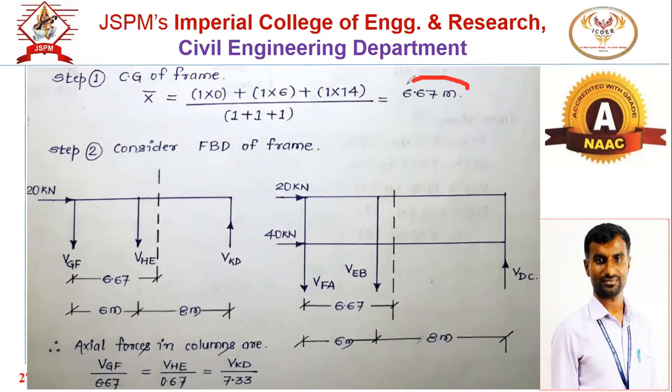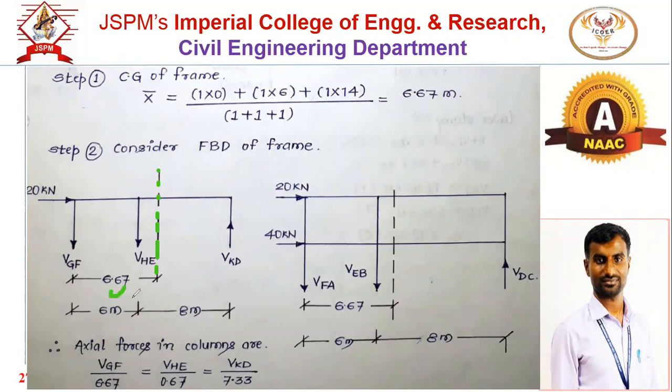So this is the X bar distance you have got, and that distance is from the left side column. Where did we take this distance from? From the left side column. So that's why this is the centroidal distance. That 6.67 is from the left column. So the distance of column 1 from the centroidal axis is 6.67.